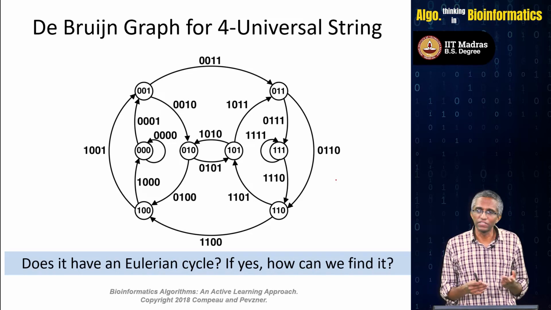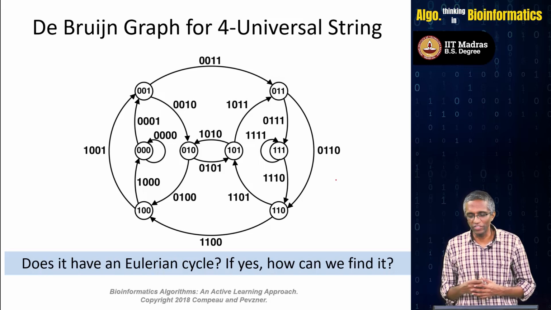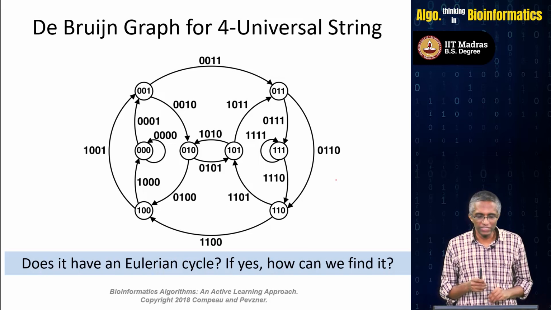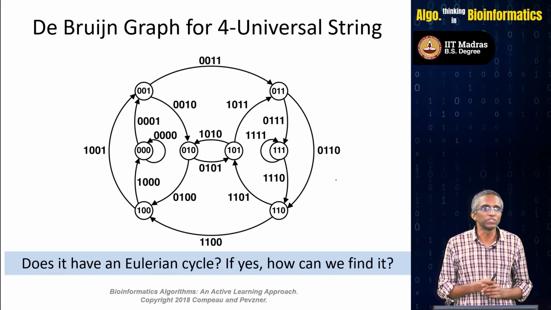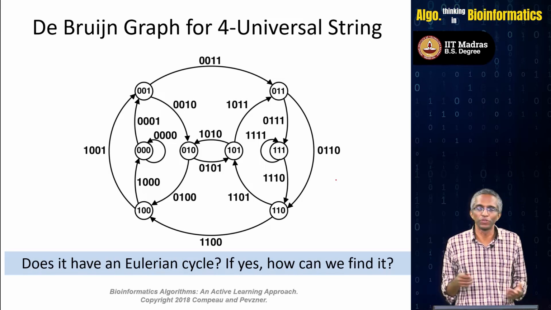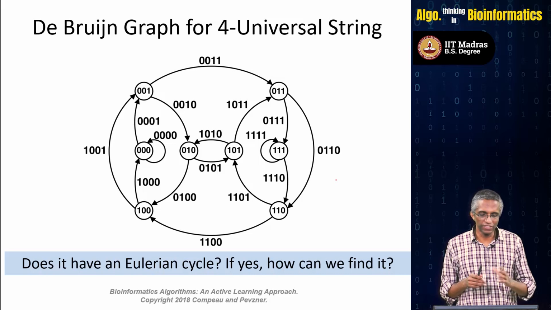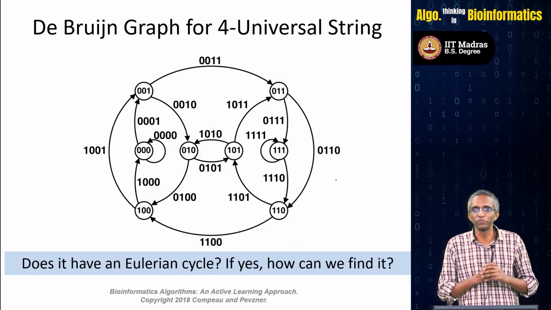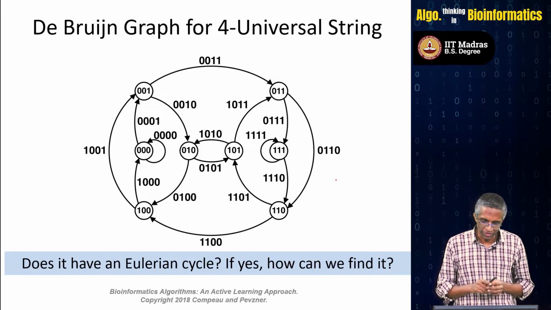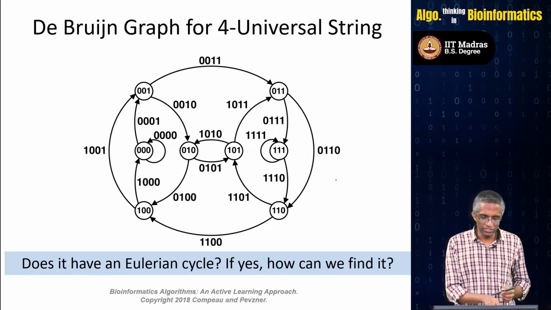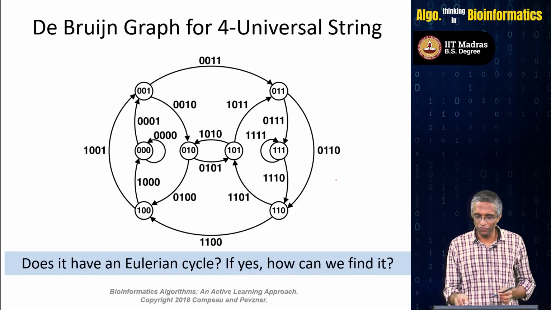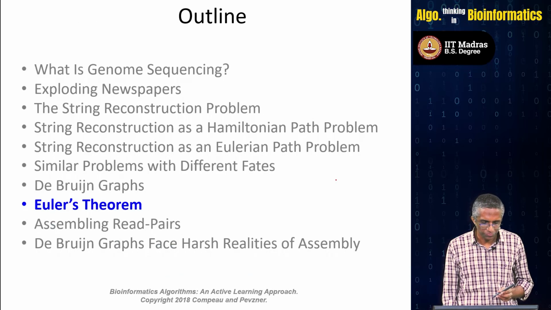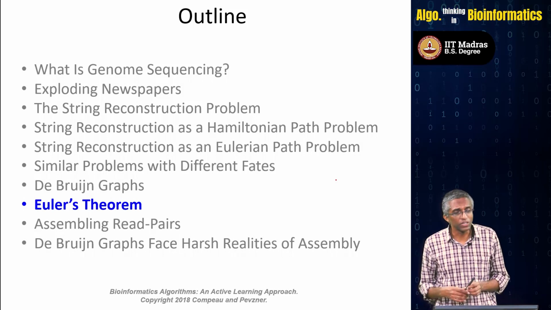Does it exist? That is equivalent to asking whether this graph admits an Eulerian cycle or not, right? If there is an Eulerian cycle in this graph, then there is a 4 universal string. If there is no such cycle, then there is no 4 universal string. Okay, so that is the kind of problem that De Bruijn was interested in, and he was using this concept of De Bruijn graphs to answer that question. And so the natural questions are: does it have an Eulerian cycle, and if so, how can we find it? Right. So those are the natural questions here, and that is where Euler's theorem comes in.